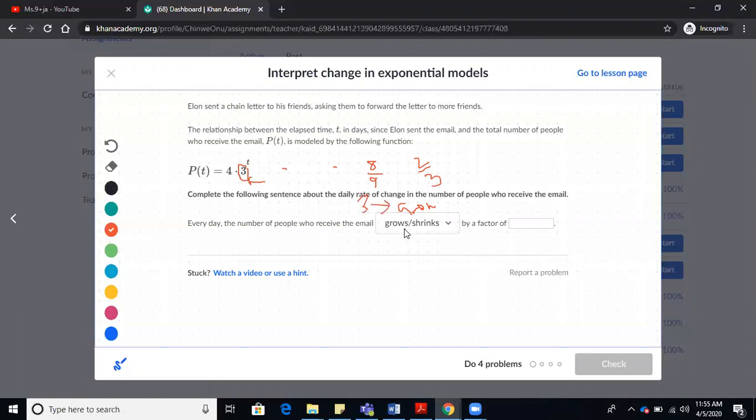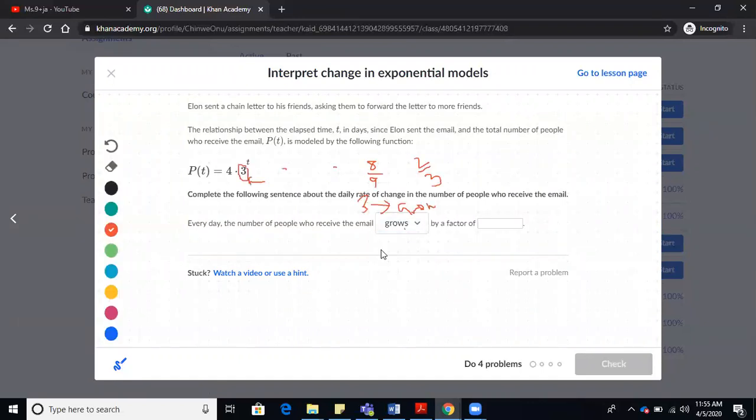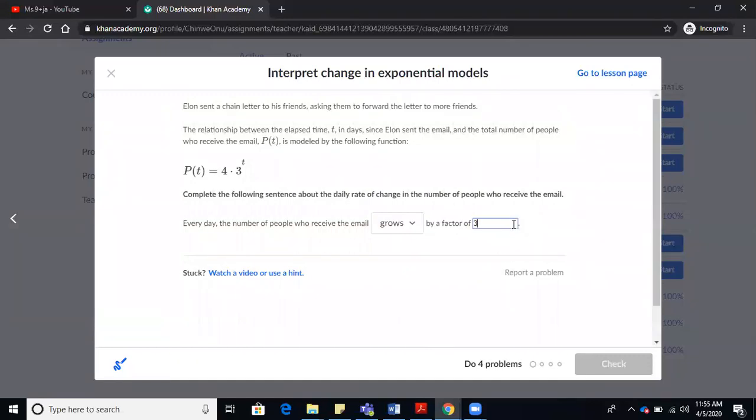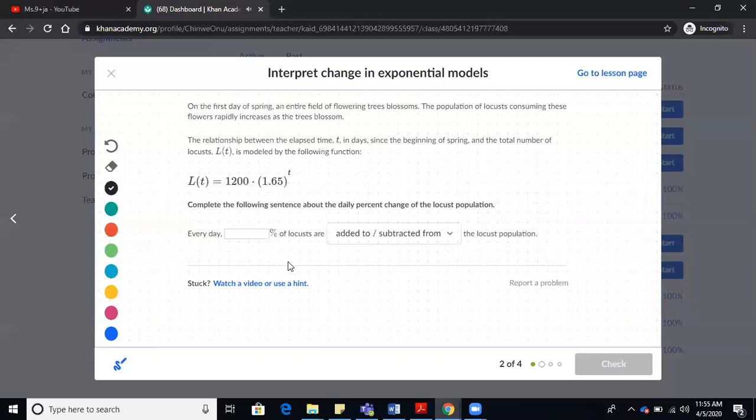But in this case, we have 3, so we know this grows. So we're going to click over here and click that our function grows. And then it wants to know what factor it grows by. The factor is just this b, this part right here that's being raised. So the factor it grows by is 3. So the function is growing by a factor of 3. Let's go to the next question.